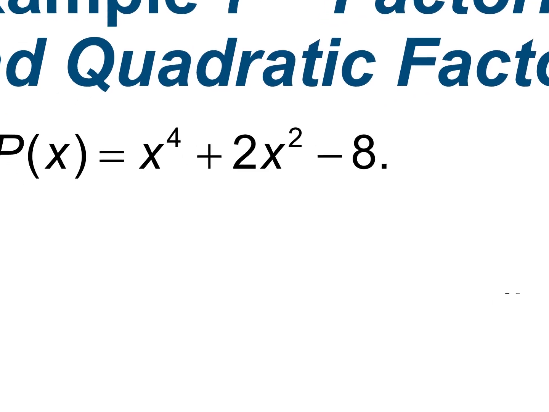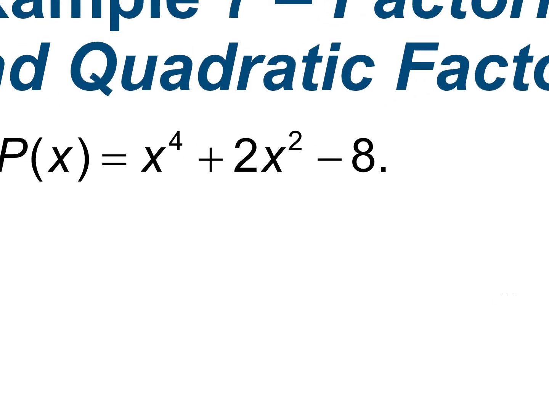Okay. All right, so the first thing I'm going to do is say, is there a GCF? No. And then I say, okay, well, it's a trinomial. It's 3 terms. Does this factor? Well, let's think about it. What times what would give me x to the 4th? x squared and x squared? Okay.